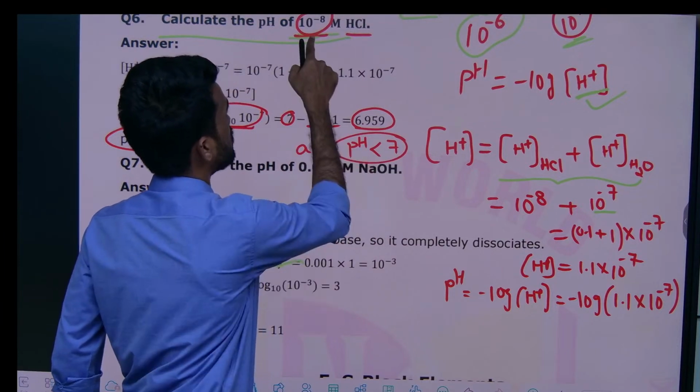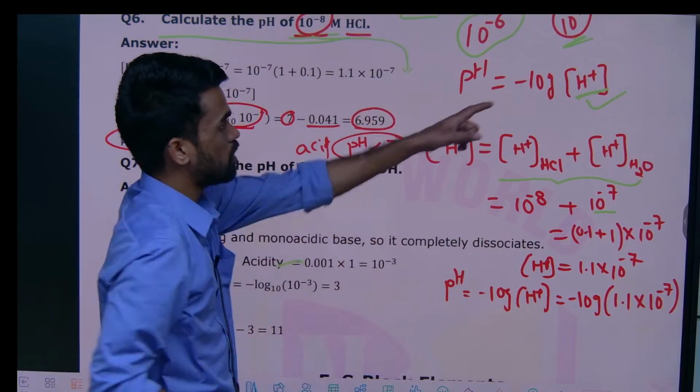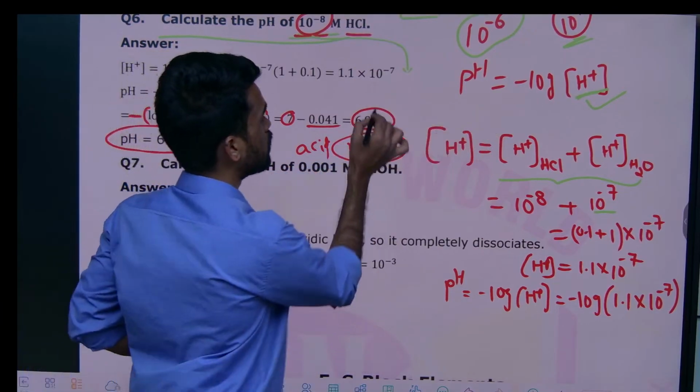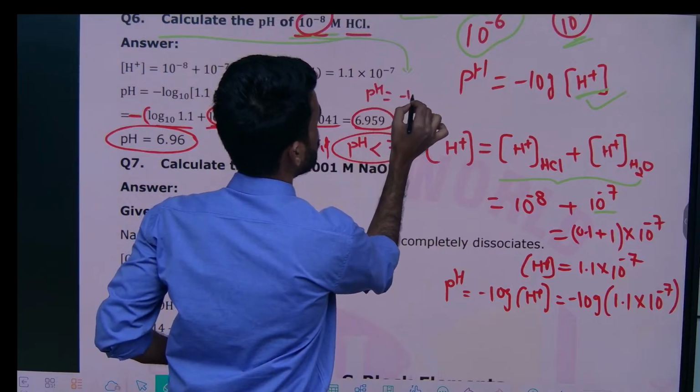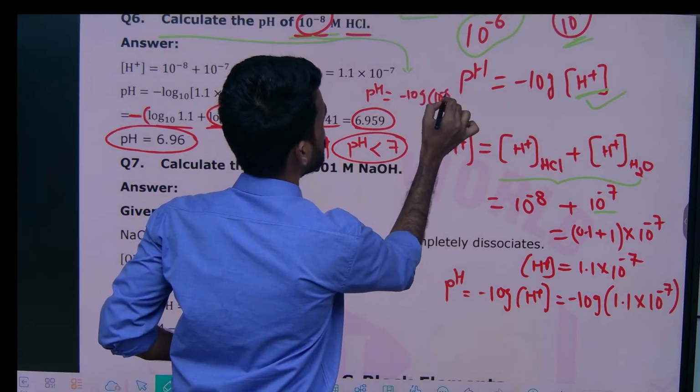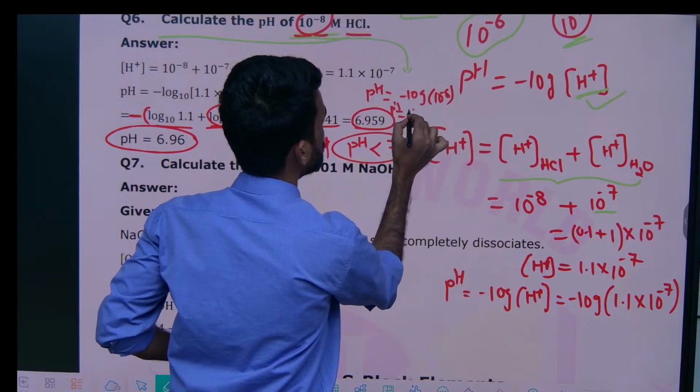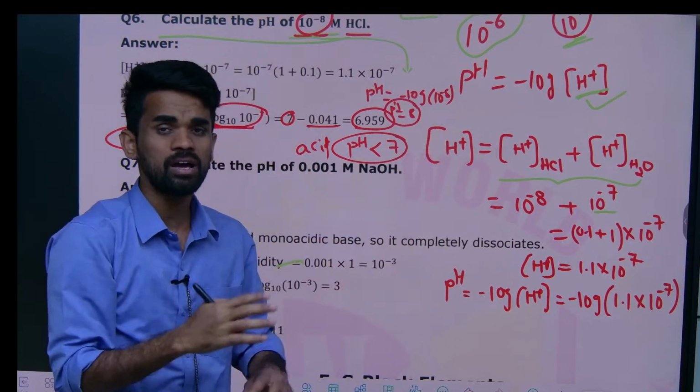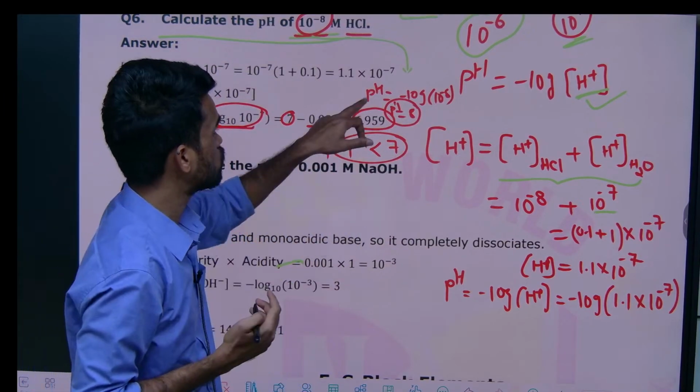See, if you directly take this value into the formula as H plus ion concentration, what will be the answer? You are going to get minus log of 10 power minus 8. It means you are going to get pH as 8. So pH 8 means it's the basic medium, no? So it means your answer is wrong. So do not substitute like this.